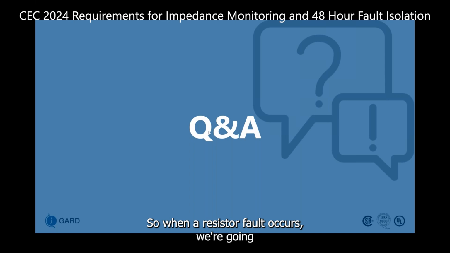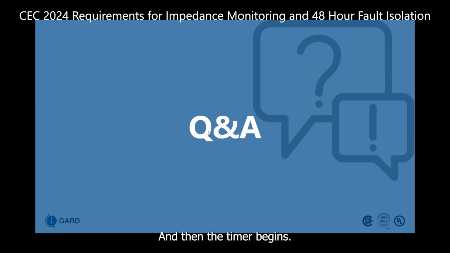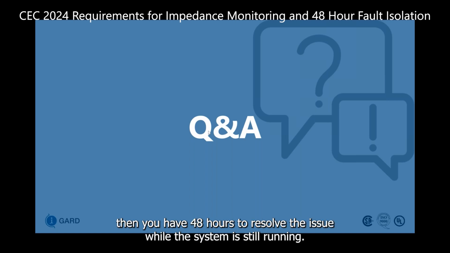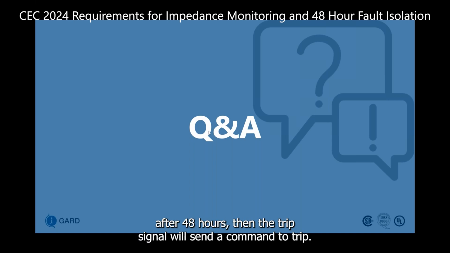When a resistor fault occurs, we're going to alarm the condition of the resistor fault through the RP fault contact. Then the timer begins, and after the timer expires, or 48 hours elapse, the trip contact sends a command to the breaker to trip upstream if the fault is not cleared. So in that 48-hour window, from the first signal that an RP fault is detected, you have 48 hours to resolve the issue while the system is still running. If you can't resolve it after 48 hours, the trip signal will send a command to trip open the breaker.